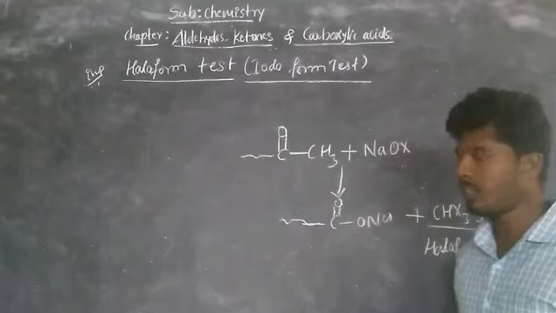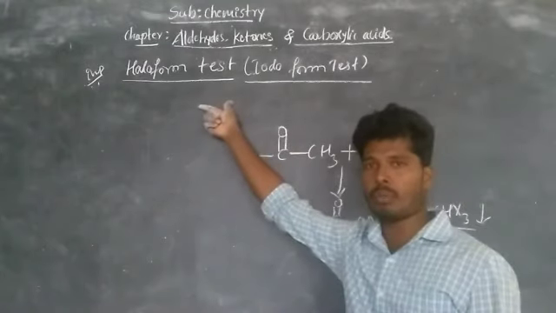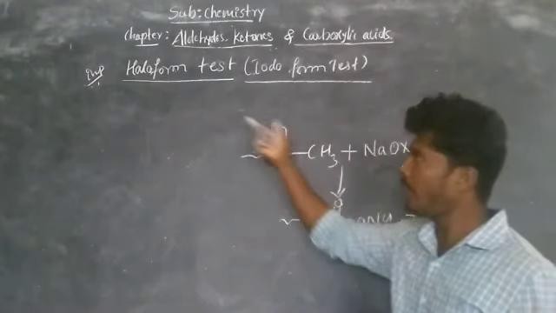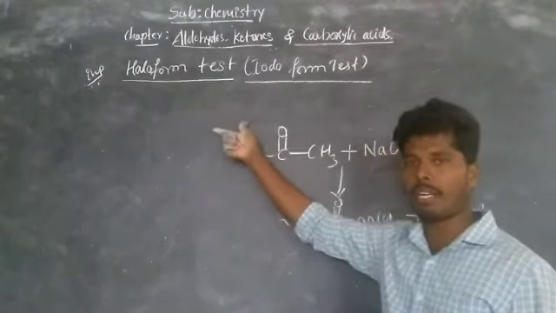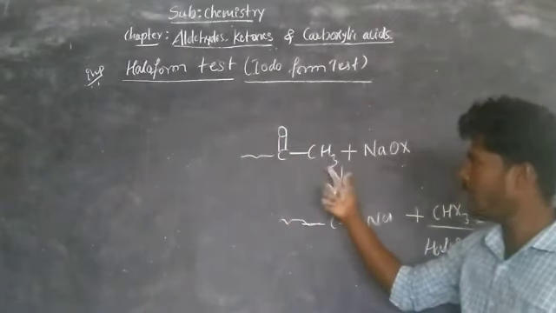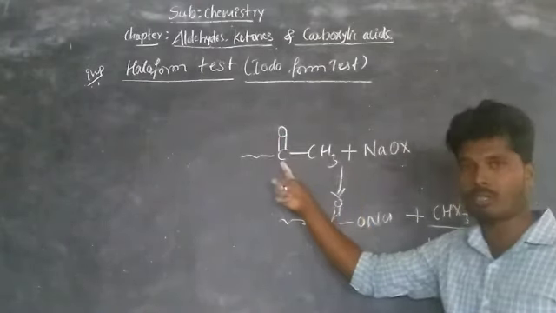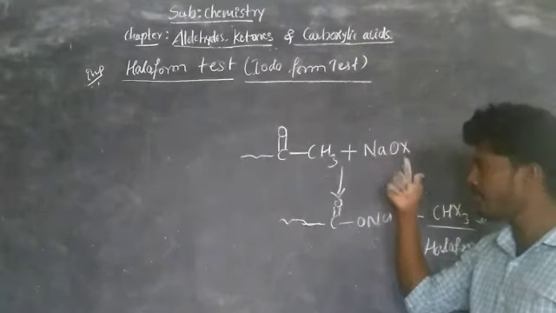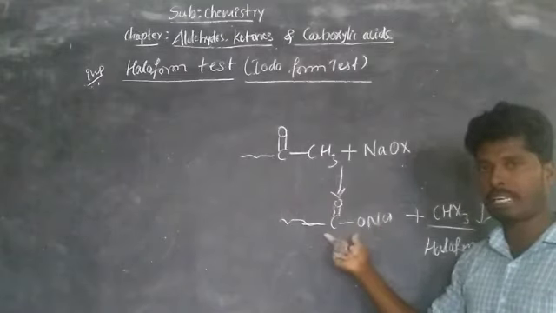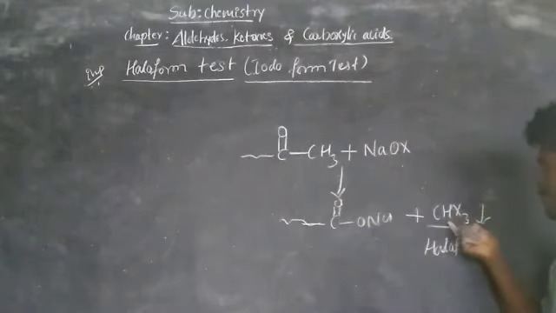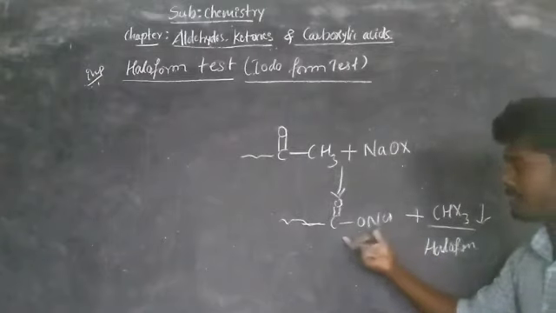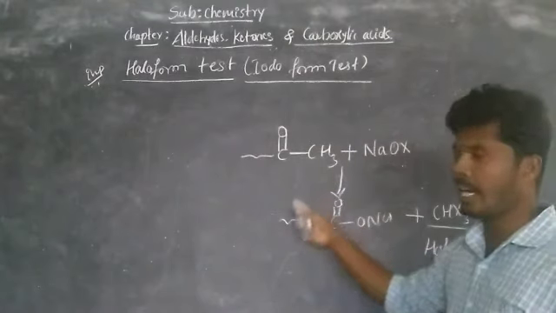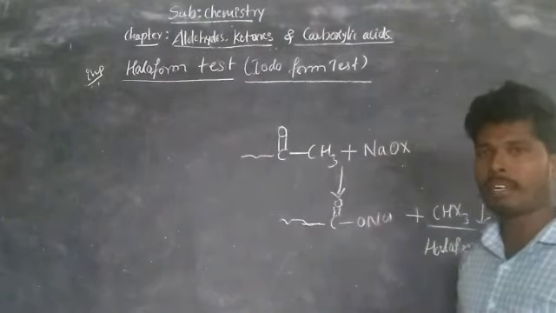So this is called the haloform test. Got it, students? The haloform test is used to identify the presence of a methyl group in carbonyl compounds. When carbonyl compounds such as aldehydes or ketones having at least one methyl group directly attached to the carbonyl carbon are treated with sodium hypohalides, you get sodium salts of carboxylic acid, and the methyl group becomes haloform. The resultant compound has one carbon less than the parent. This reaction is called the haloform test.